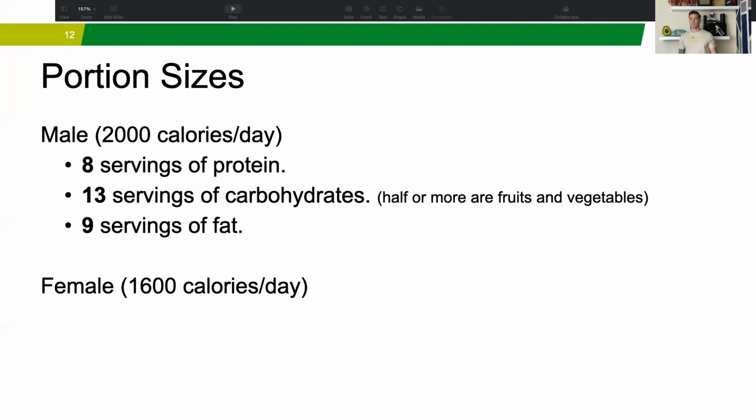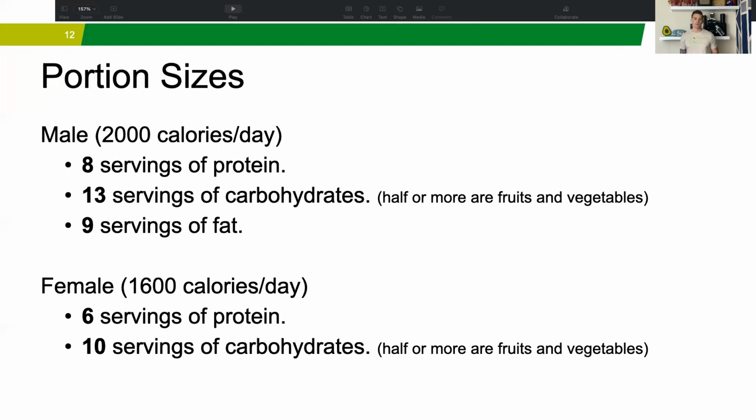And then for a female, the average female now is about 1,600 calories a day, and that would be 6 servings of protein, so palm sized again. 10 servings of carbohydrates, half of them need to be, or more than half, fruits and vegetables, and 7 servings of fat, again, your thumb.